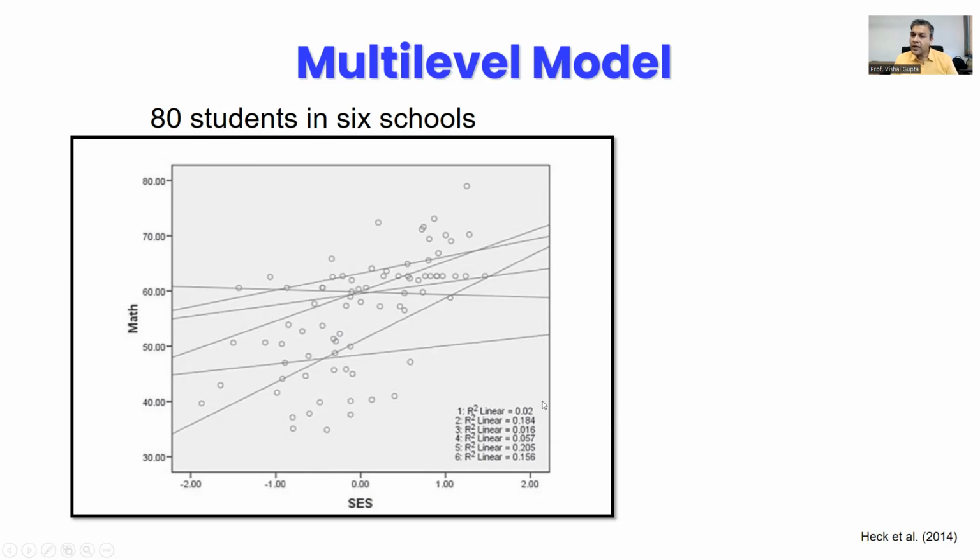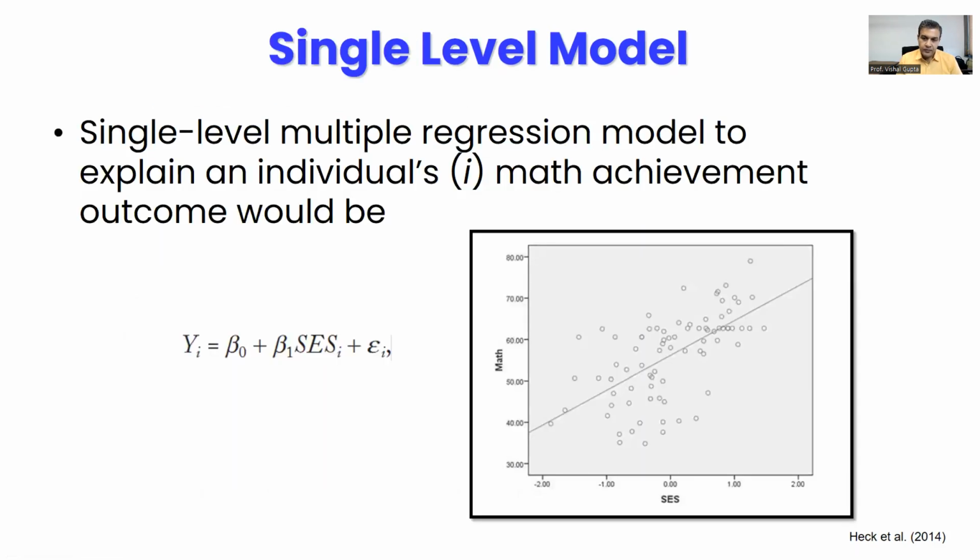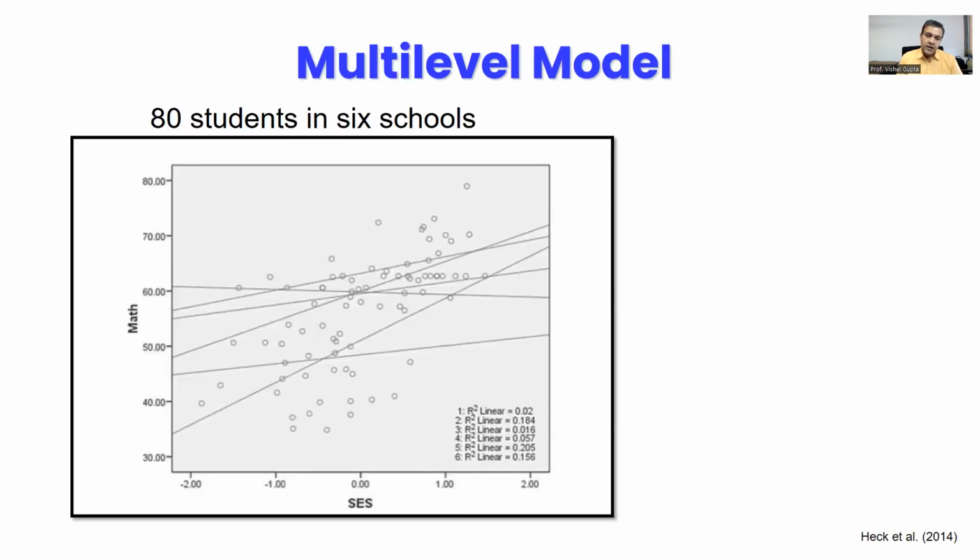Now, when you look at this diagram and compare it with the previous diagram, is there something that you see which is different? When we were modeling just one line for math and socioeconomic status, and now we have plotted 6 different lines for 6 different schools, is there any observation that you see? Take a look at this diagram and tell me what you are seeing. Anyone? You can unmute yourself and tell me.